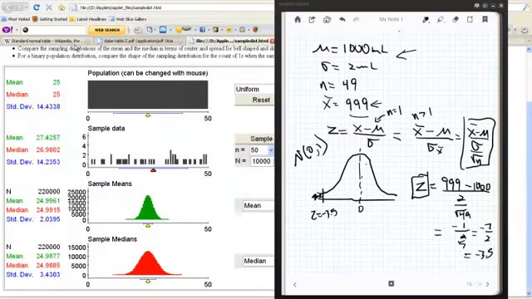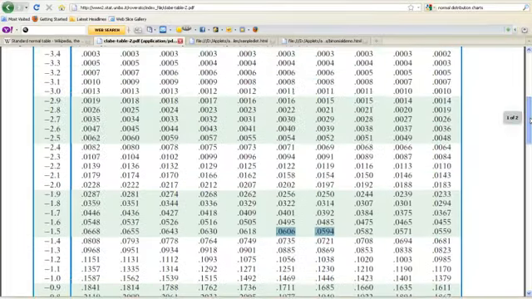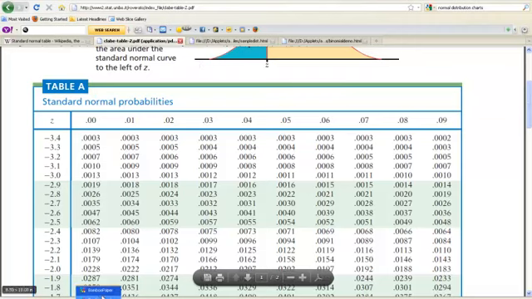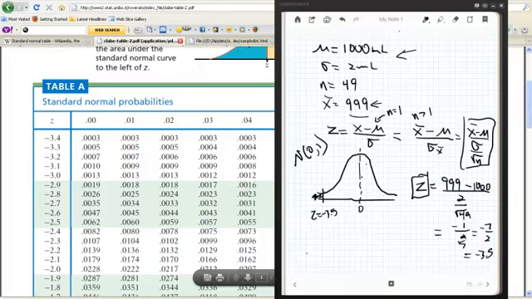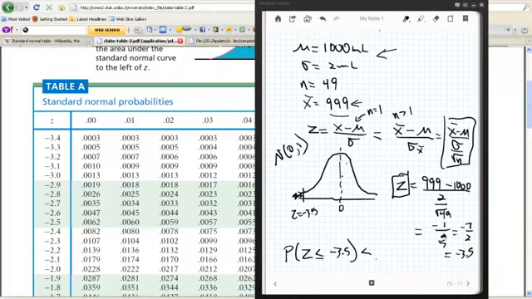Well, let's stumble back over to our z table. If I go to the left, negative 3 point, look at this, it doesn't even have negative 3.5 on it. The furthest it goes is negative 3.49. So I know for a fact that the probability of getting a z value less than or equal to negative 3.5 is actually going to be less than, what's this thing say? 0.0002.